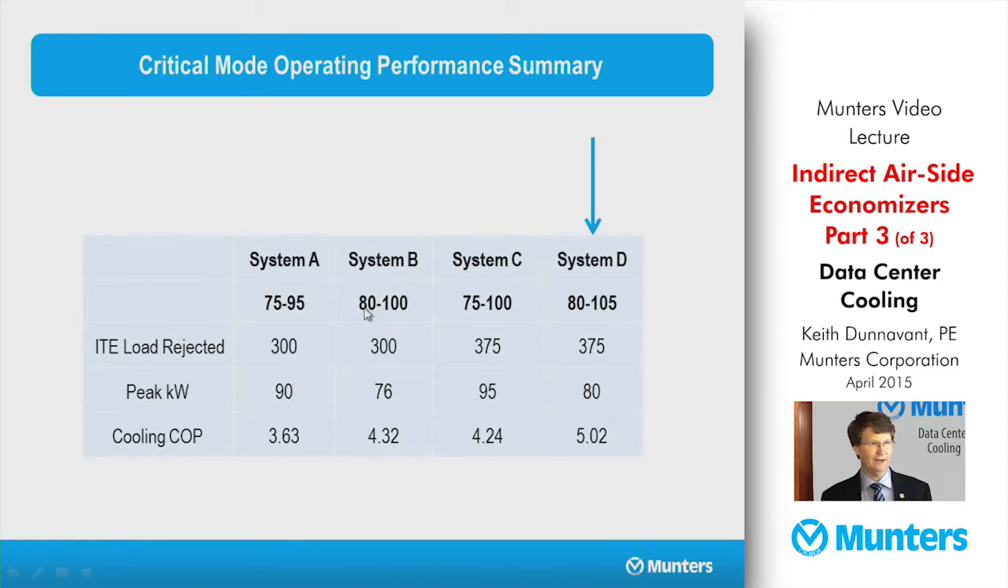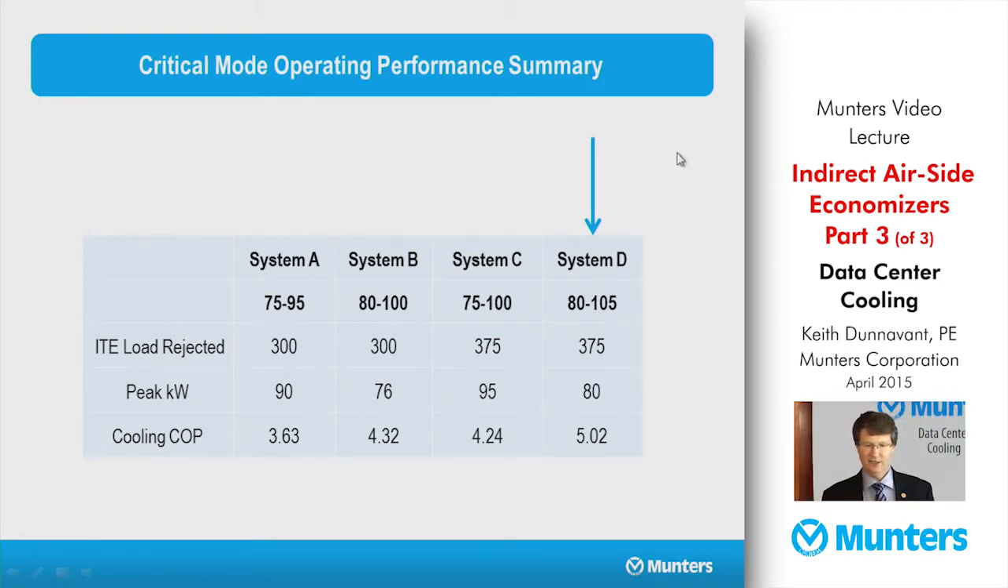At system B, we're letting that temperature float up to 80, and you'll see that the reduction in compressor power helped to bring this peak kW down to 76 and elevate your COP up to 4.32. System C sees a peak kW of 95 kW, but remember there's only 4 units running with system C, so it's still a very, very efficient system.